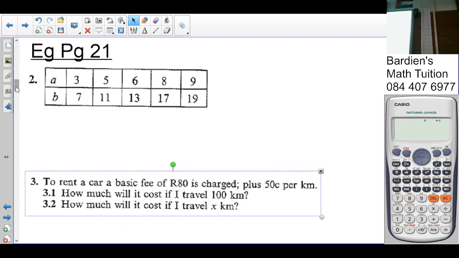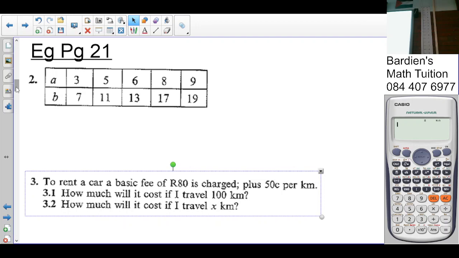Okay? Let's look at the next one. We have A and B. If A is 3, B is 7. If A is 5, B is 11. If A is 6, B is 13. If A is 8, B is 17, 9 and 19.